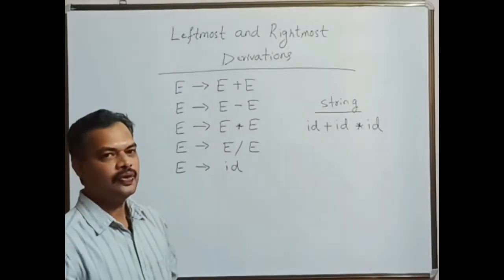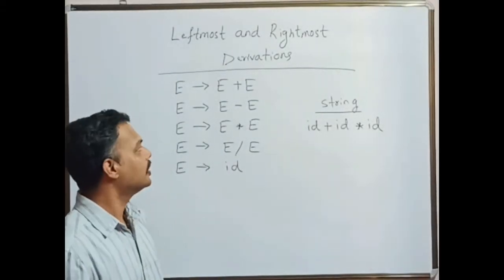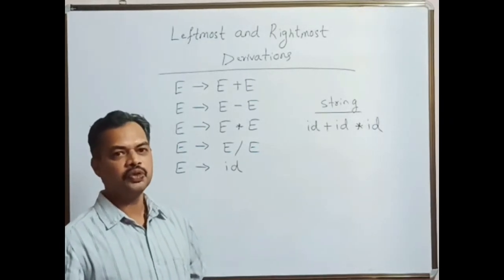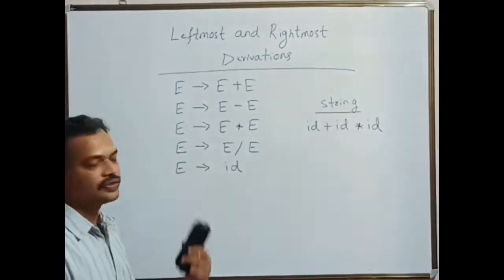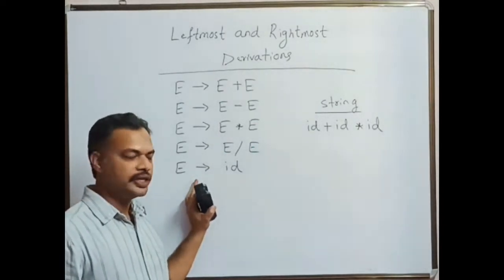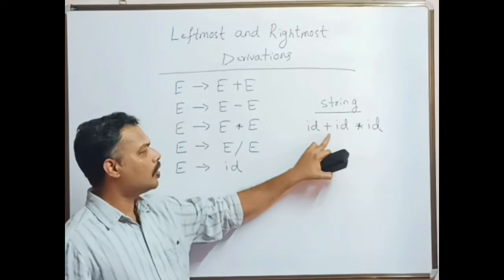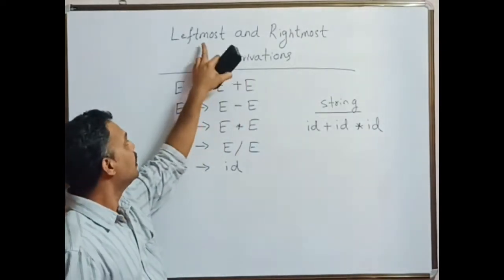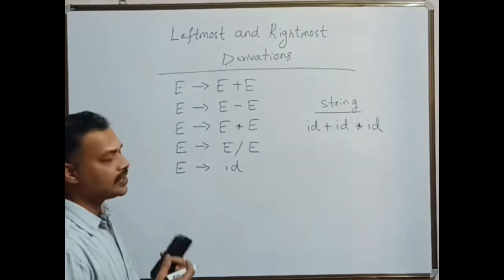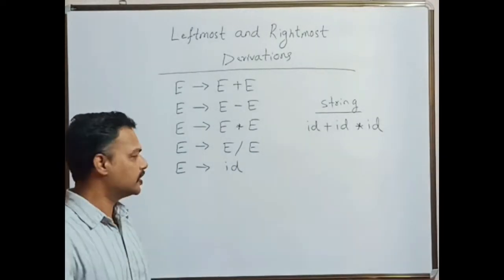So in this video, let us try to understand how we can do leftmost derivation and rightmost derivation with respect to a given context-free grammar. Now here the context-free grammar is given in the problem statement, and we are supposed to obtain this string using leftmost and rightmost derivation. Now first let us understand what is leftmost and rightmost derivation.